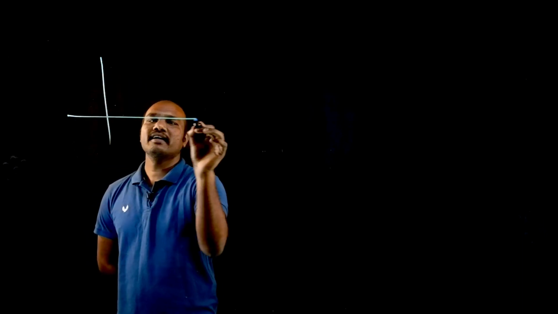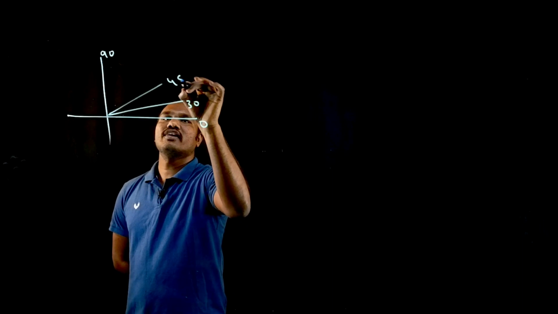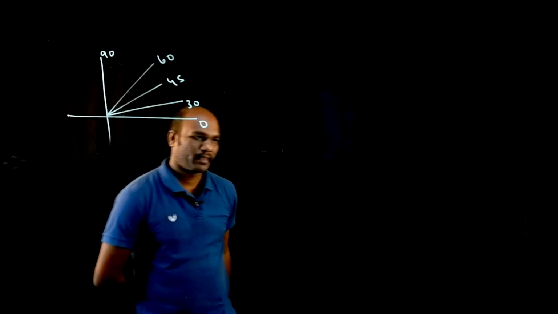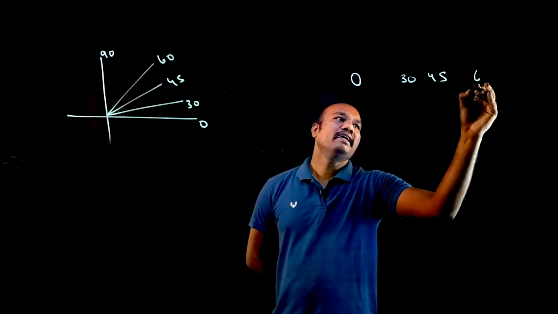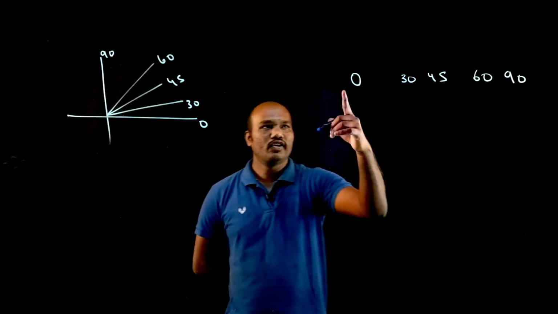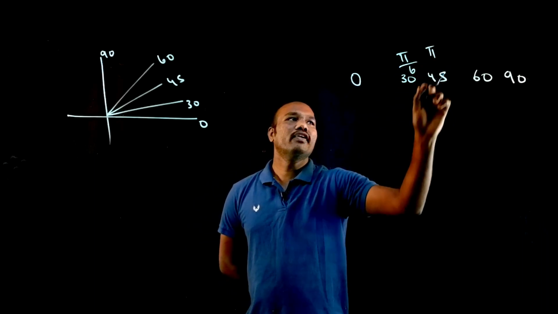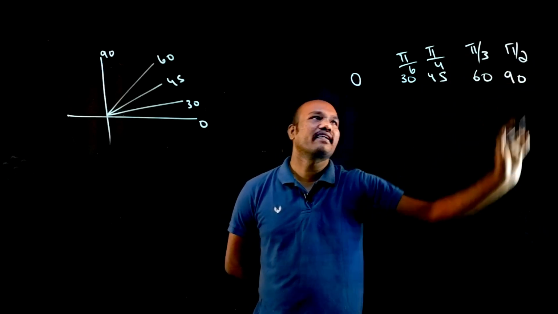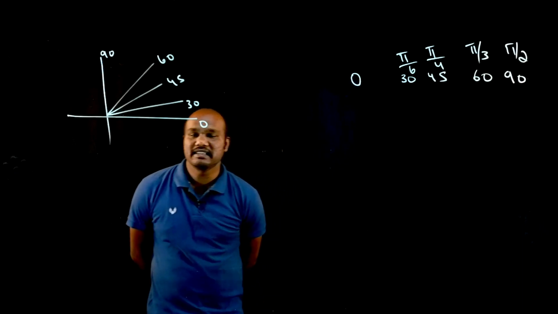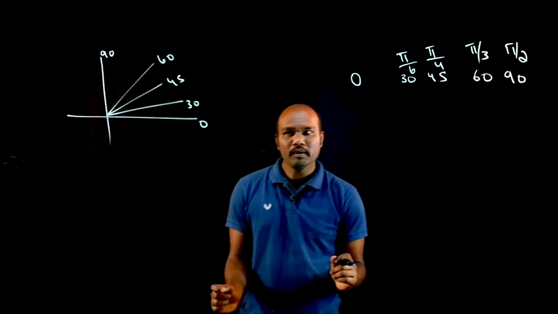Okay, I told you there are three most important angles. 0 and 90 degrees we know. Just remember 0, 30, 45, 60, 90. 0 is 0, 30 is pi by 6, 45 is pi by 4, 60 is pi by 3, and 90 is pi by 2. These are radians; you should remember this. There are some more numbers to be remembered. What are those? You should remember these numbers.